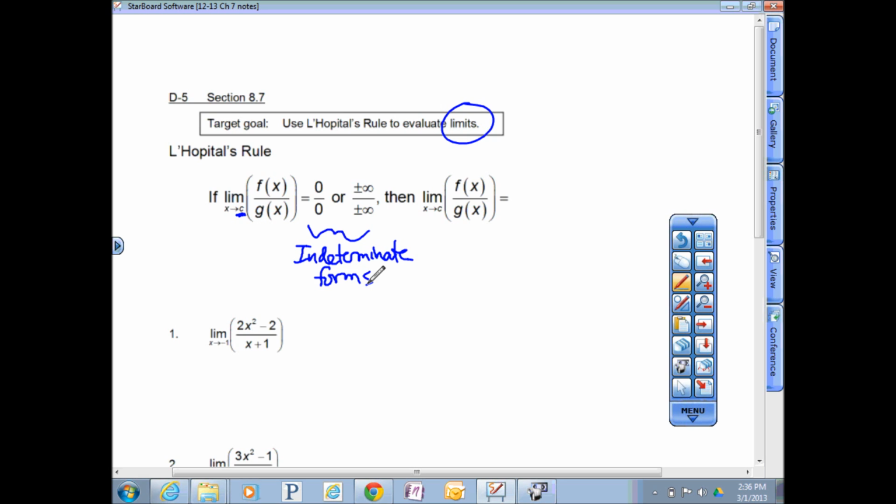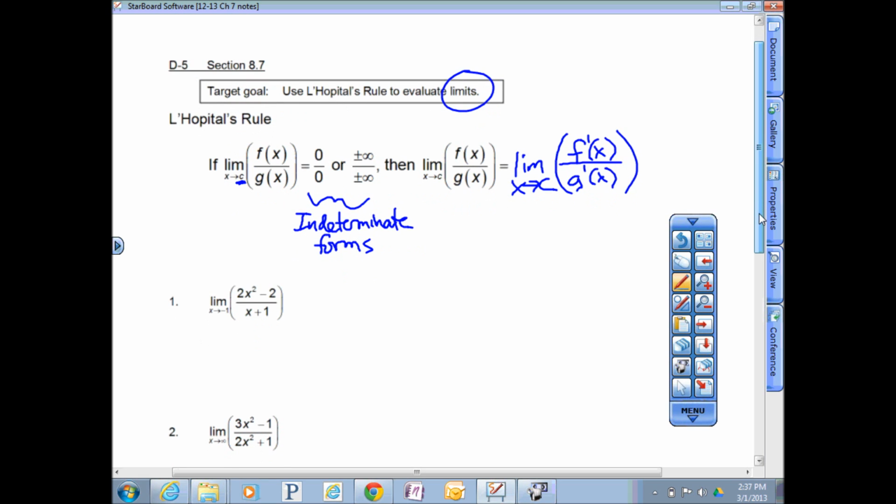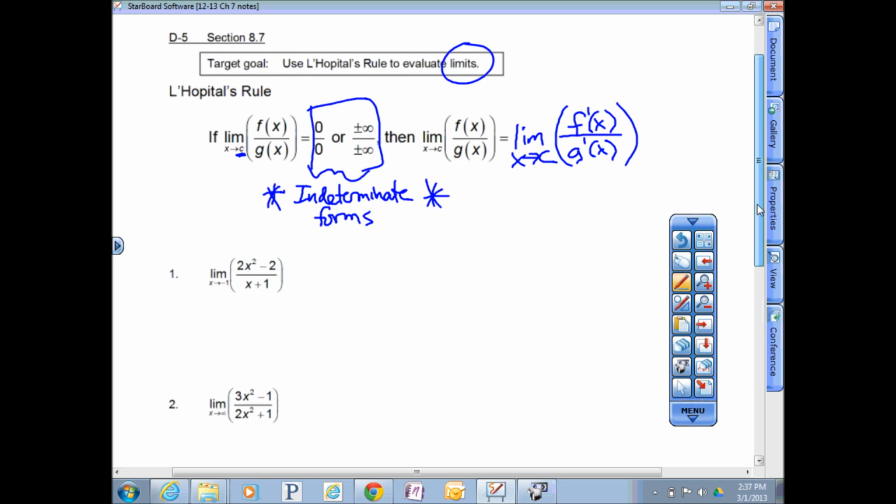If that's the case, if you do these limits and you end up with one of these forms, then what you're going to find out is you can instead take the limit as x approaches c of the derivative of the top over the derivative of the bottom and check to see if that limit works. So this is a nice little shortcut to finish evaluating limits, but you have to have one of these indeterminate forms. If you don't have those, L'Hopital's Rule does not apply. If you don't have one of these indeterminate forms, 0 over 0 or a type of infinity over another type of infinity, L'Hopital's Rule is no good.